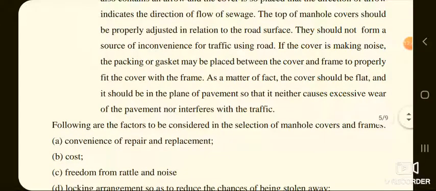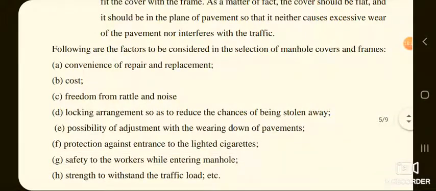If the cover is making noise, packing or a gasket may be placed between the cover and frame to properly fit the cover with the frame. As a matter of fact, the cover should be flat and it should be in the plane of the pavement so that it neither causes excessive wear of the pavement nor interferes with the traffic.